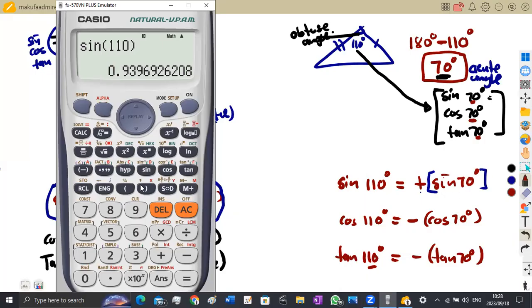All right. So if I take the value for sine 70, I multiply it with a plus, it means I'm not even affecting it, because a plus does not even affect. So sine 70, look at the value, 0.939. Same value as the value for sine 110. We are obtaining the same answer.